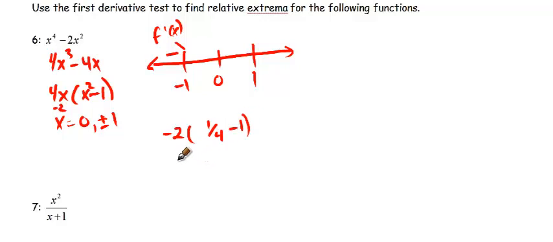And 1/4 minus 1 is negative 3/4, so we have two negatives, make it a positive. Increasing, decreasing, increasing. And then we have to try positive a half. So we end up with 2. And then 1/4 minus 1, same 1/4. We have a negative. It's 2 times negative 3/4 is negative something. So decreasing again here.